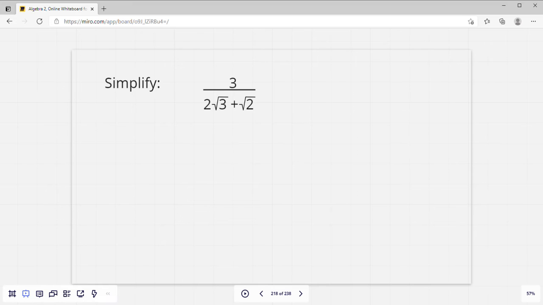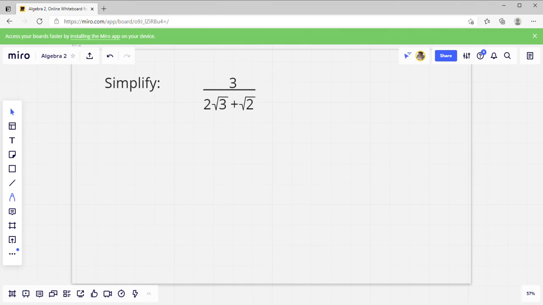Okay, so what we're going to do is multiply the top and the bottom by the conjugate of this part on the bottom here. So we're going to multiply times 2 times the square root of 3 plus the square root of 2. No, not plus, minus. There we go. The middle needs to be a minus because it's the conjugate, so the opposite of the sign in the middle. All right, so 2 times the square root of 3 minus the square root of 2.